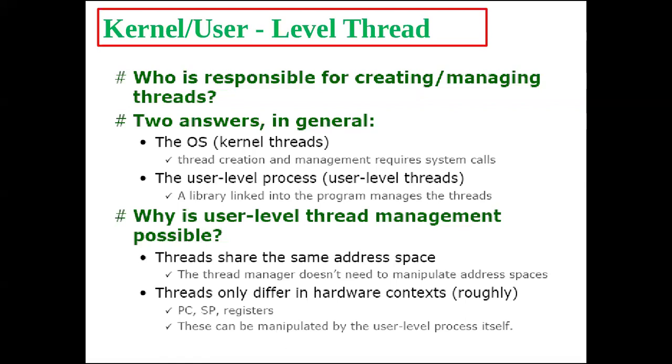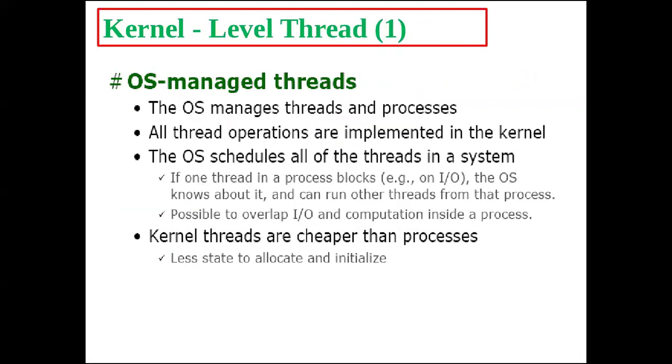Now let us focus on kernel level threads. These are the threads that are managed directly by the operating system. So OS managed threads, what does it mean? The operating system is responsible for managing both the processes and the threads. The control is completely with the OS. Now let us understand where thread operations happen. All thread operations are implemented in the kernel. That is thread creation, thread management, thread control. All are handled inside the kernel.